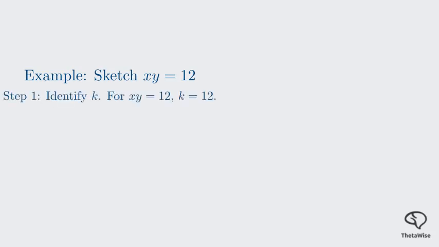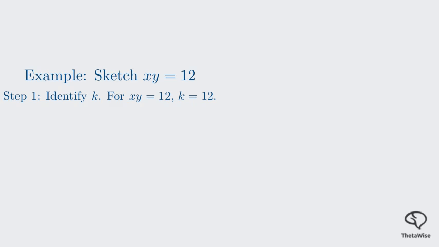Let's work through one more example to solidify our understanding of sketching rectangular hyperbolas. For this example, let's sketch the graph of xy equals 12. We will follow the same steps we have established. Let's begin by analyzing the constant. First, we identify our constant k. In this case, xy equals 12, so k is 12.